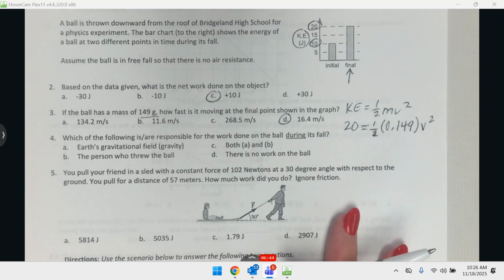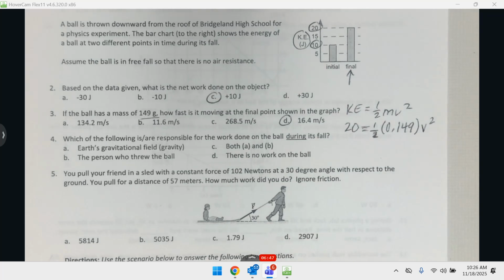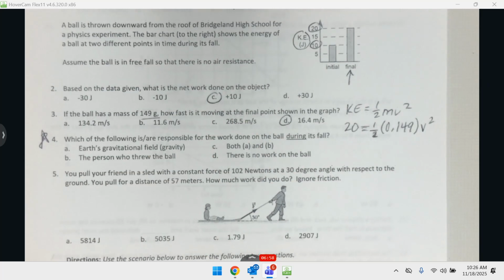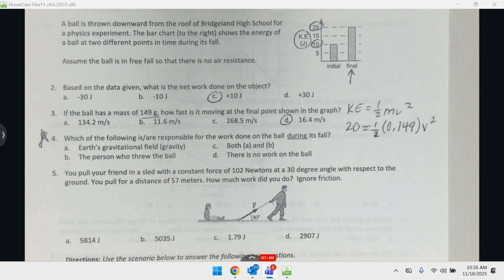All right, number 4 also goes with this graph. And number 4 might be, no, it's not the most missed, but I think it's the second most missed. It's not even math. It's a concept, and a lot of people missed it. In fact, only 40% of you guys got it right, which means 60%, over half of you missed it. It says, which of the following is or are responsible for the work done on the ball during its fall? And the word during is even underlined to point out that I mean while it's falling.